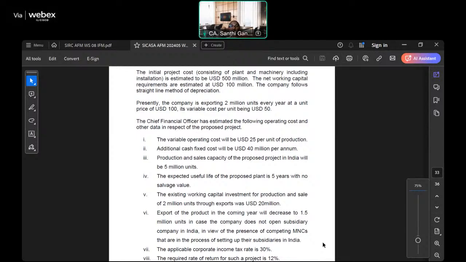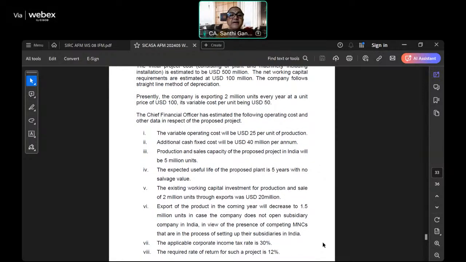The Chief Financial Officer has estimated the following operating cost and other data. Variable operating cost 25 USD per unit of production. Additional cash fixed cost 40 million. Production and sales capacity of the proposed project in India 5 million units. Note that expected useful life of the proposed plant is 5 years, with salvage value. Existing working capital investment for production and sale of 2 million units was 20 million.